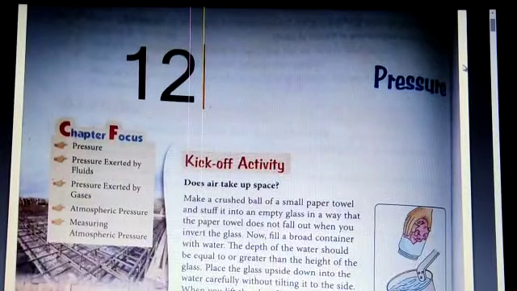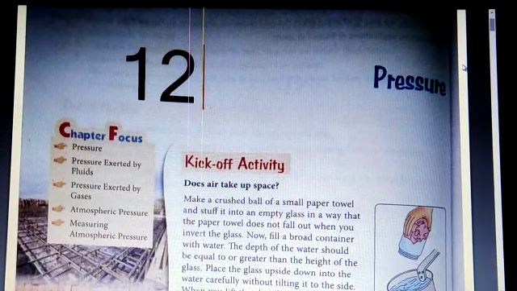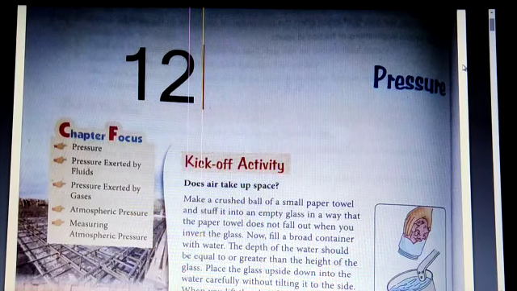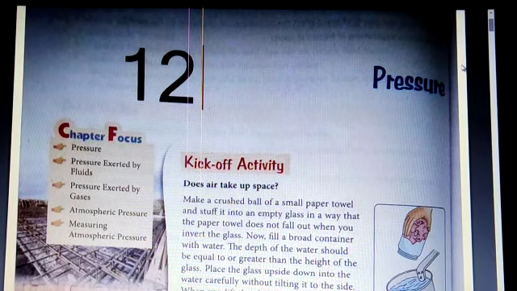Okay, now we'll start the topic pressure today. Now, one activity is given here: we'll take a glass and crush a small paper towel, any napkin. All of you can take it and crush it in the form of a ball and stuff it into an empty glass such that it does not fall out when you invert the glass.